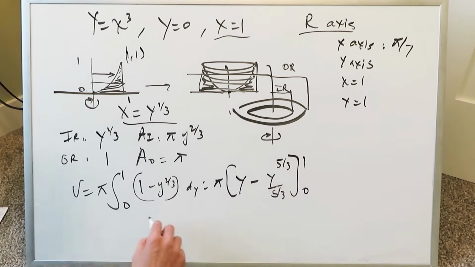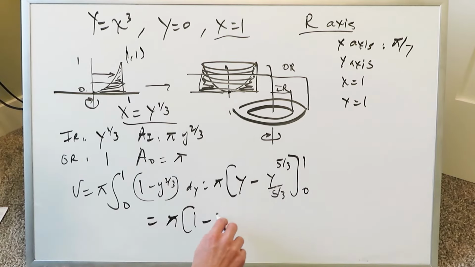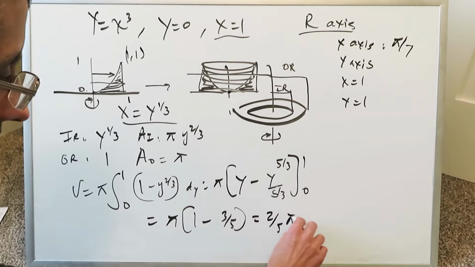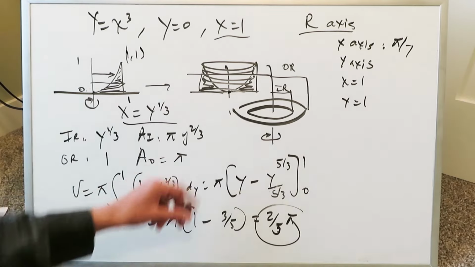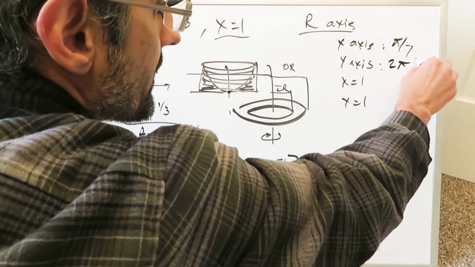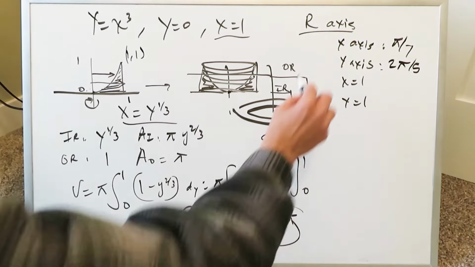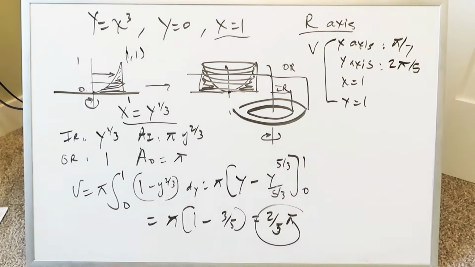From 1 to 0, you're basically just looking at pi and then 1 minus 3 over 5, because this will flip around. 1 minus 3 over 5 is easily a 2 over 5 pi, and that right there is going to be your rotational solid volume of this. Let's put it over here. 2 pi over 5 is that volume. These are my volume results right over here, which we'll put down.